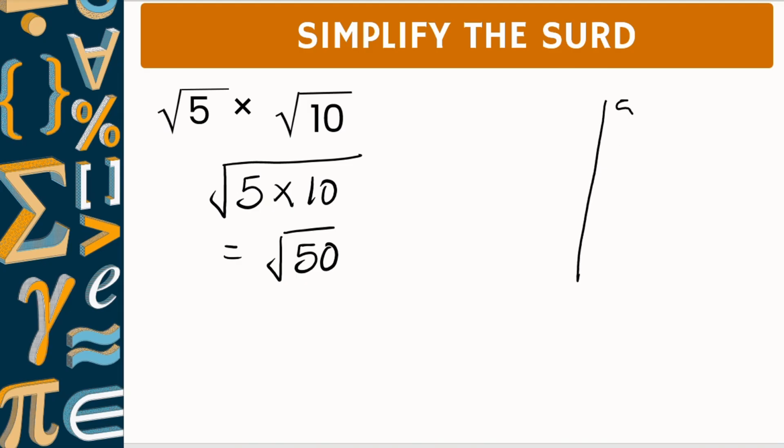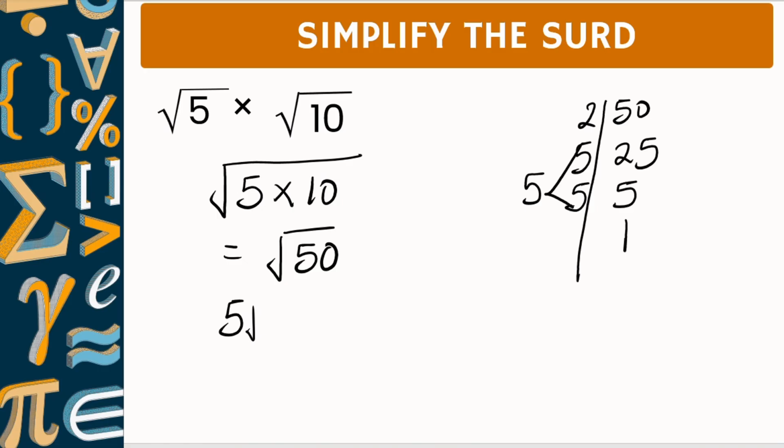Then I have 50, 2 will divide 25, 5 will divide 5, and 5 will divide 1. Then I'll group this. Remember, the formula is product of the grouped, then in square root, product of the ungrouped. To know more about this, you can check our previous video on simplifying surd to its lowest or simplest form.